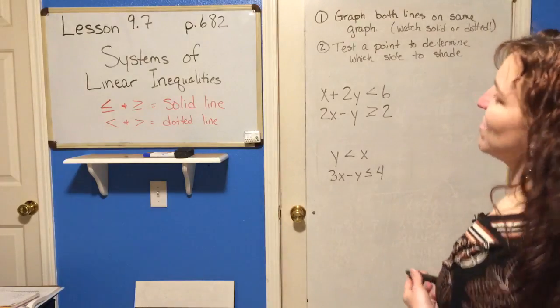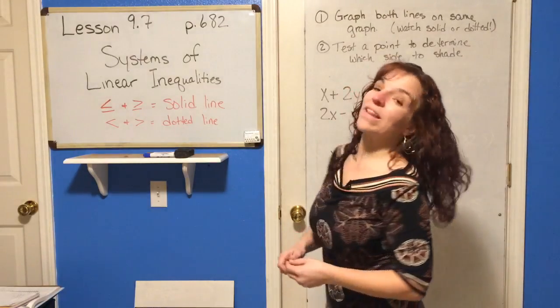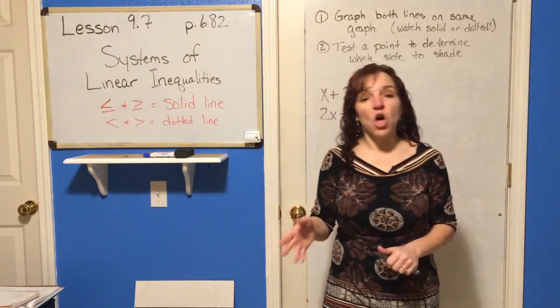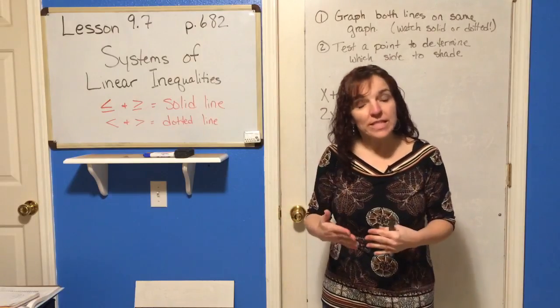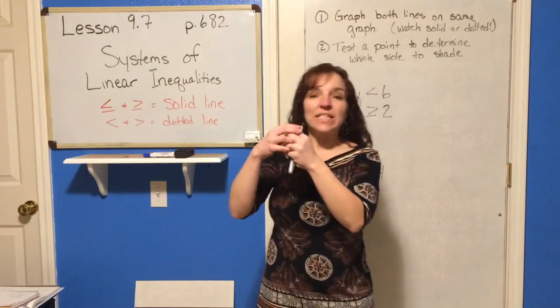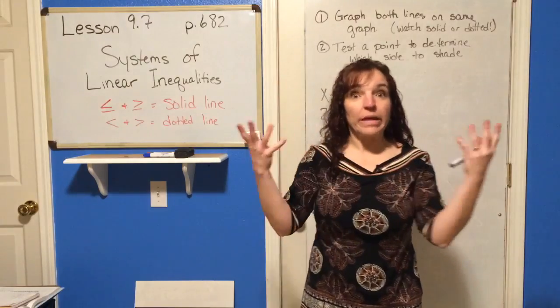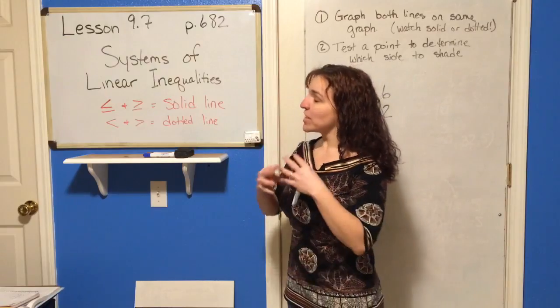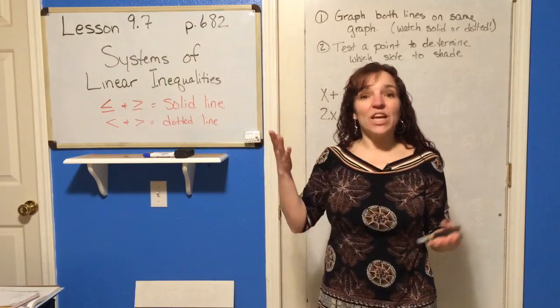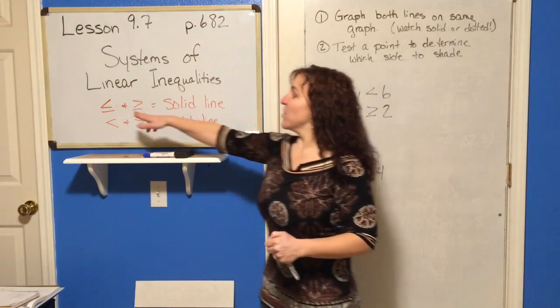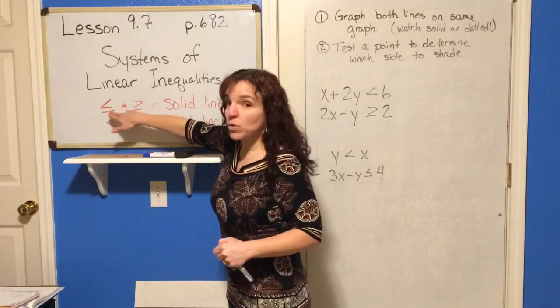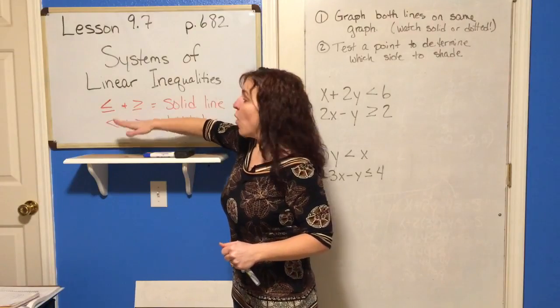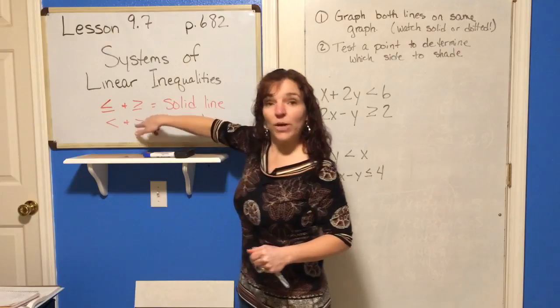Section 9.7, Systems of Linear Inequalities. So what we've been solving have been linear equations, and that's simply statements with equal signs. All right. So inequalities are statements with either less than or greater than. Now we can have less than or greater than, less than or equal to, greater than or equal to, or we can have just less than and greater than.